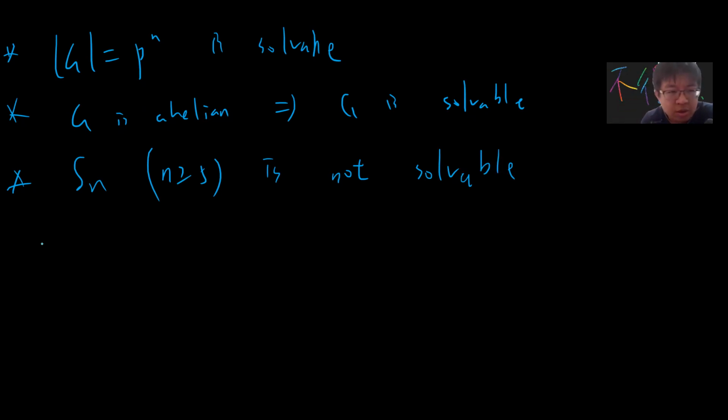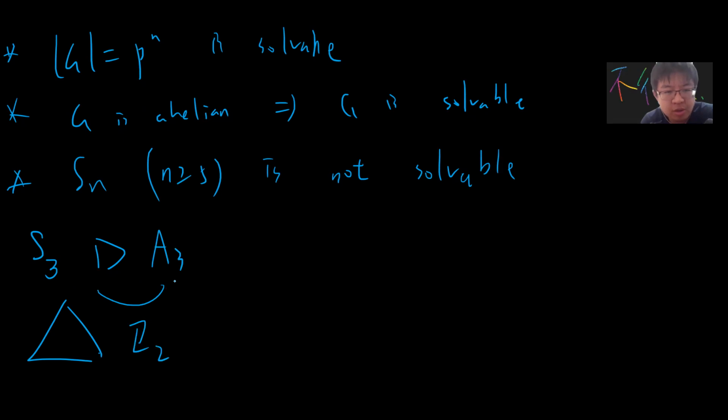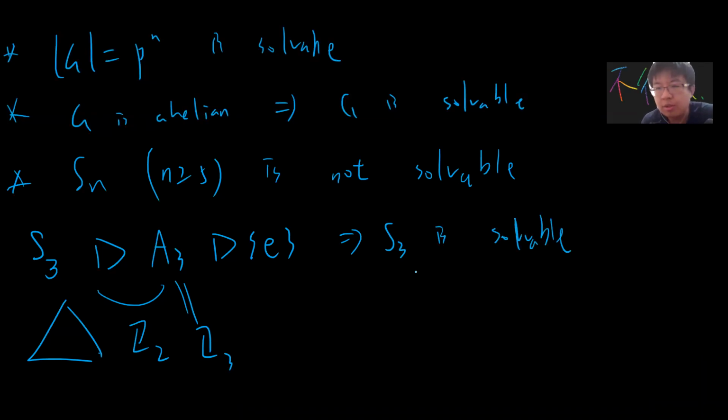So for example, let's consider S3, which is a triangle, right? Obviously it has a normal subgroup A3, and this is Z2, and this is Z3, so it's abelian, so this is solvable. So S3 is solvable. In Galois theory, if you give me an irreducible cubic equation, then your Galois group is bounded by 6, right? So a group with order less than or equal to 6 must be solvable.